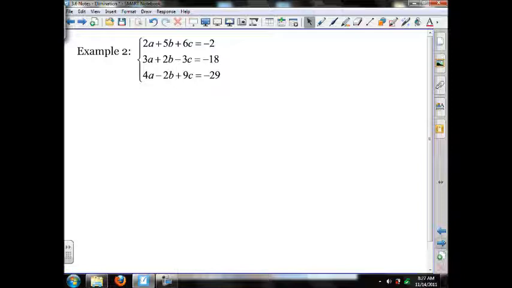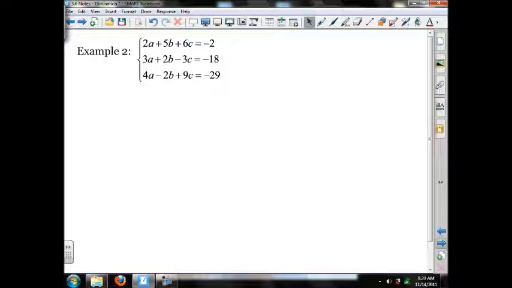Which variable is going to be the easiest to eliminate? That's step 1, deciding which one you should eliminate. None of them are terrible. I think the C's are going to be easy. Yeah, 3, 6, and 9, all of them are multiples of 3. That's going to be probably the easiest. There's not a bad place in the bunch, though.